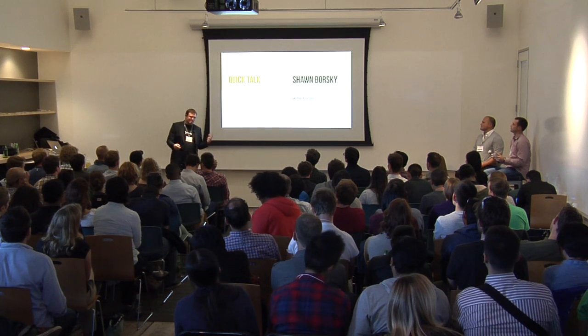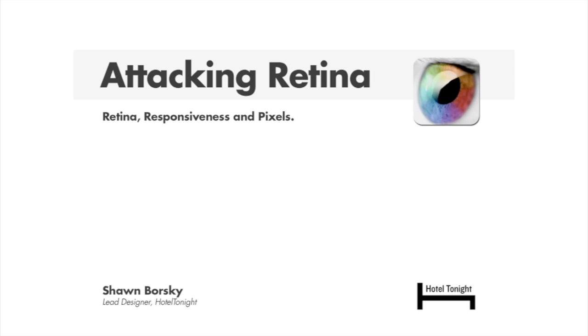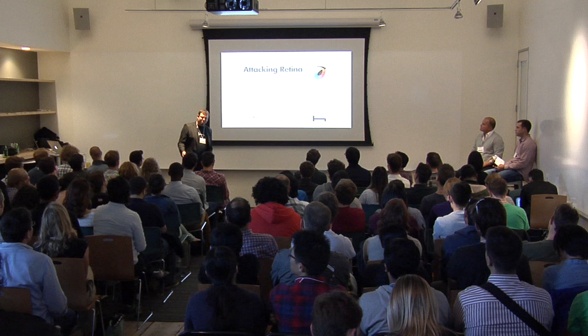Josh talked about a lot of stuff, like constraints, looking at data, prototyping, and I think all that stuff is amazing. It's awesome. But I'm going to dive into some thoughts on responsiveness, thoughts on pixels, thoughts on Retina. So, attacking Retina, and I think Retina is really a fascinating topic because Retina is not really a thing that we have to deal with yet.